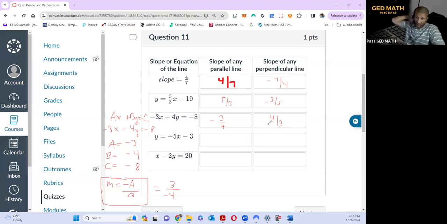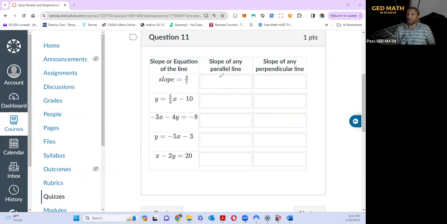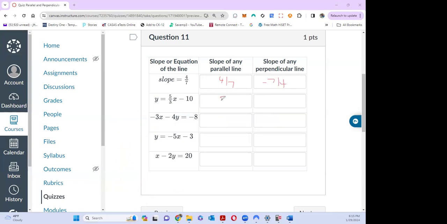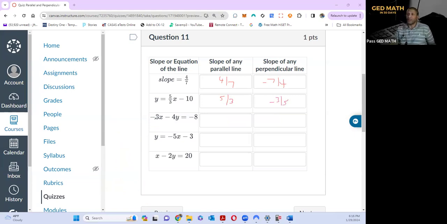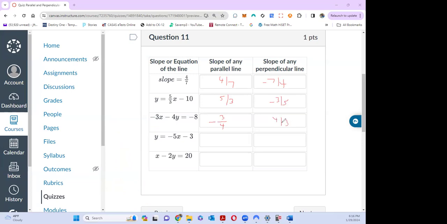Now I only gave you 5 because the GED is probably not going to ask you in this manner. But I put this on here because I wanted you to be able to look at it. So ultimately, this is what I want you to be able to do. Slope 4/7, perpendicular is -7 over 4. 5/3, perpendicular is -3/5. For the slope +3 over -4, you should be able to say, okay, positive 3 over negative 4, so -3/4, and the perpendicular is 4/3. That's how fast you should be able to do it.